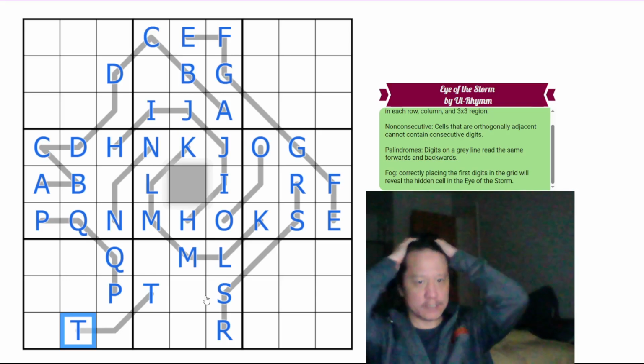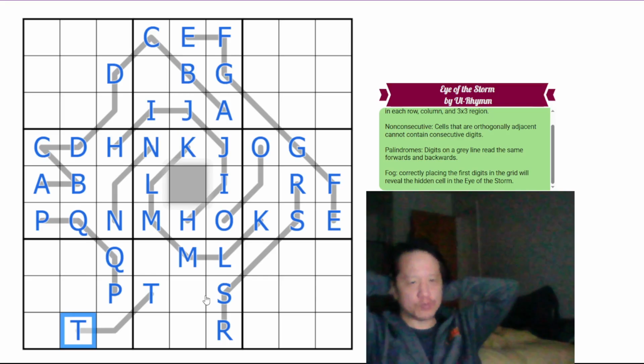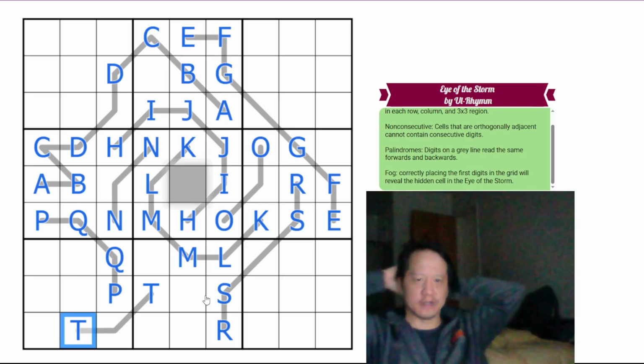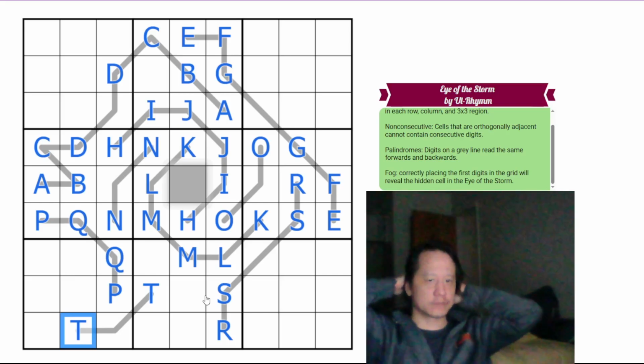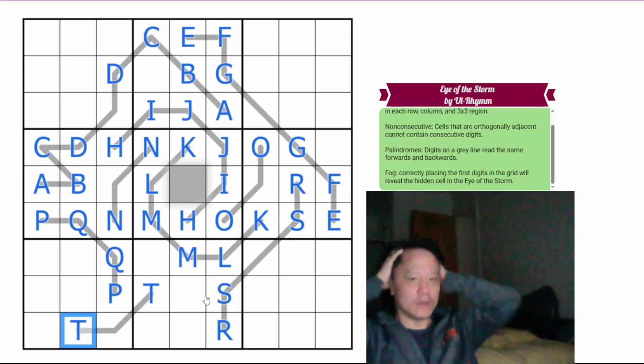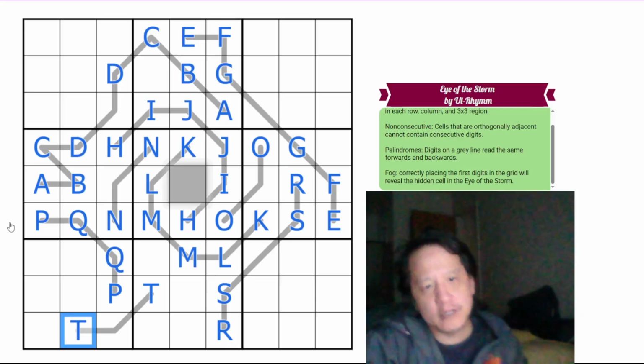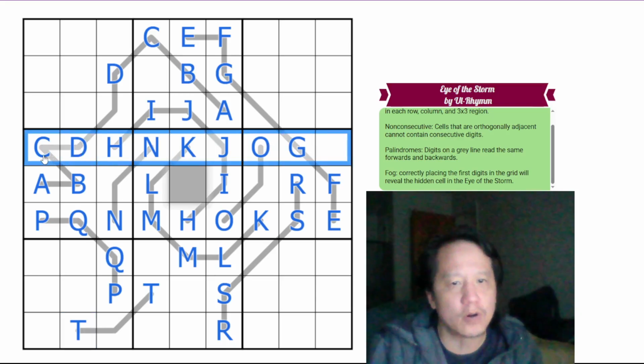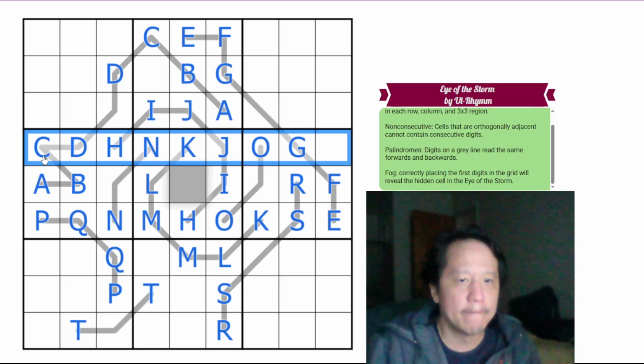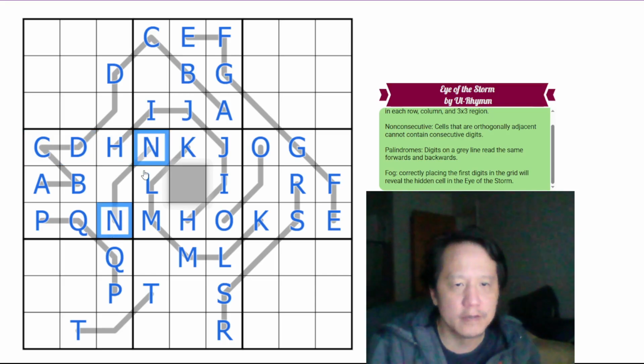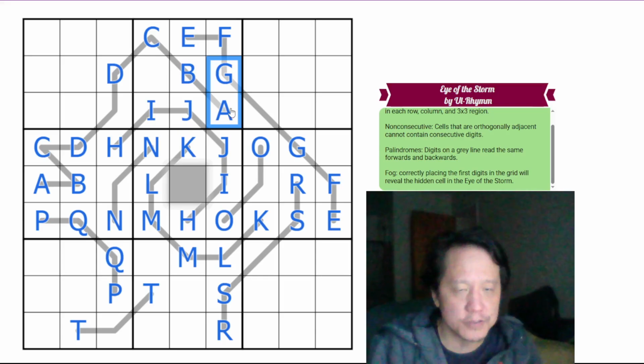So the question is, which one matches with which, right? So A and B: A needs to be somewhere along row 4. A cannot be C, D, or H, obviously, because they're in the same box. Cannot be N. It could be K. Cannot be J. It cannot be O. And it cannot be G, because they're in the same box.